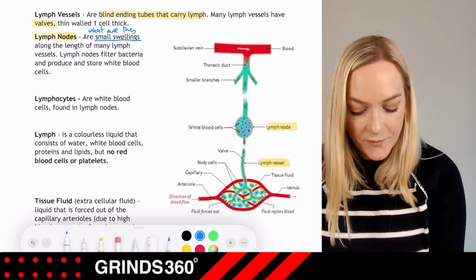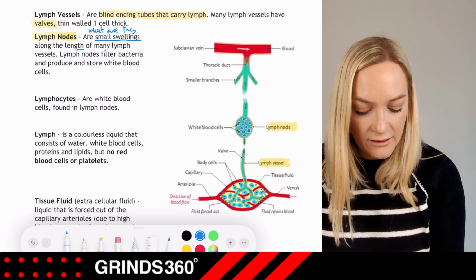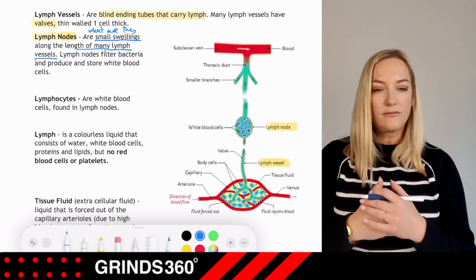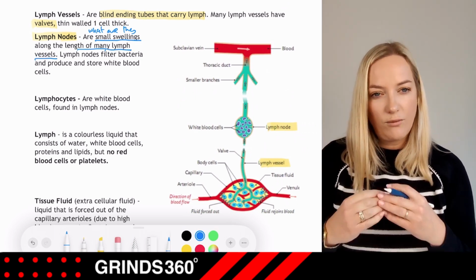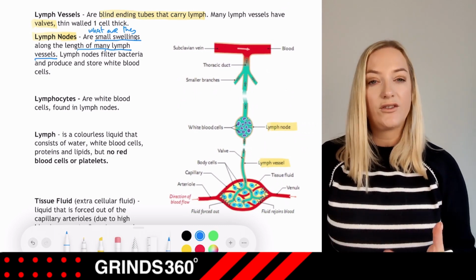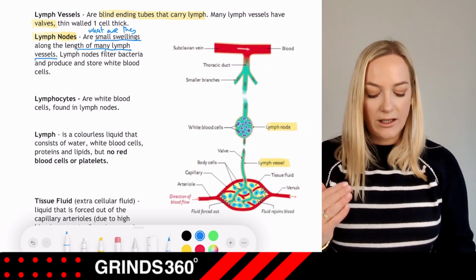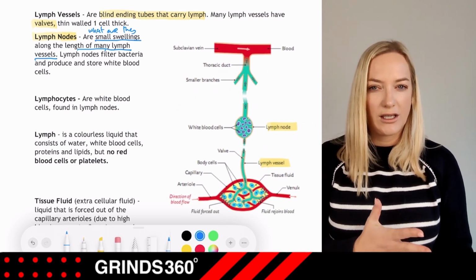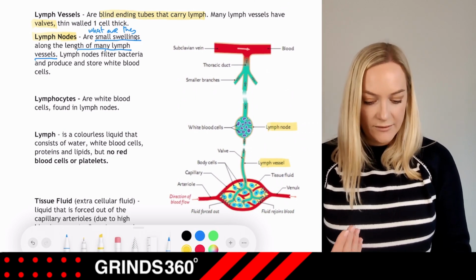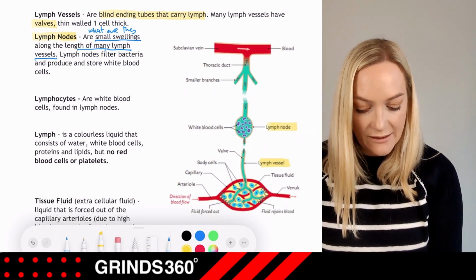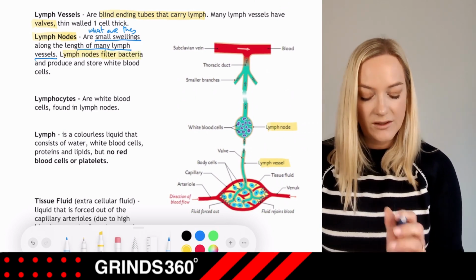Small swellings along the lymph vessels. What's their role? They have a very important role. Their function is to filter bacteria. They will also produce and store white blood cells, lymphocytes. But what's very, very important is that they filter our lymph.